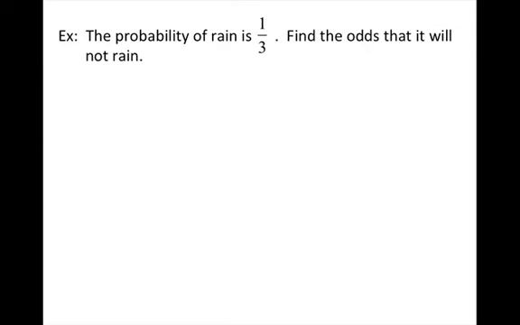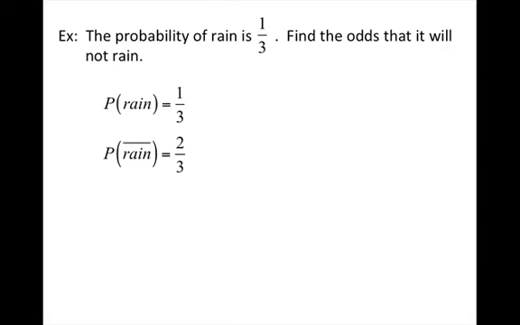Let's look at the next example. The probability of rain is 1/3. Find the probability that it will not rain. So we're told the probability of rain is 1/3. The complement of that is 2/3. So the probability that it will not rain is 2/3. I got that by saying 1 minus 1/3.